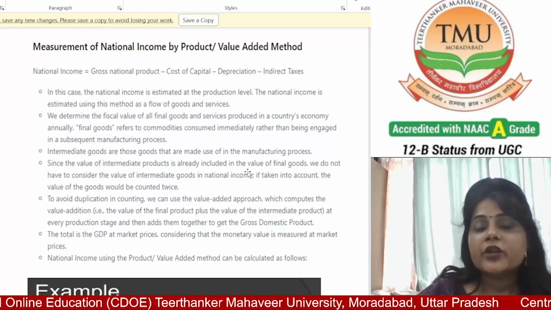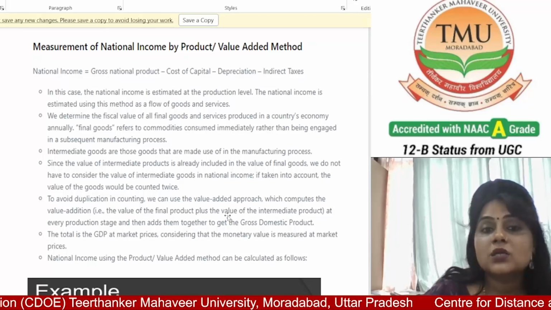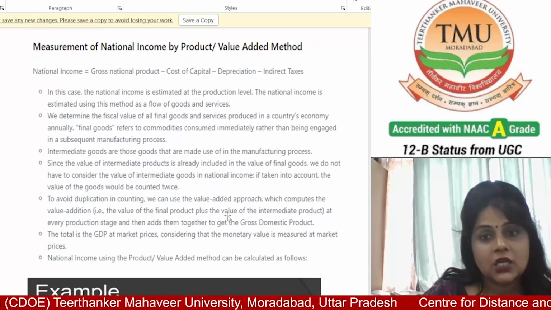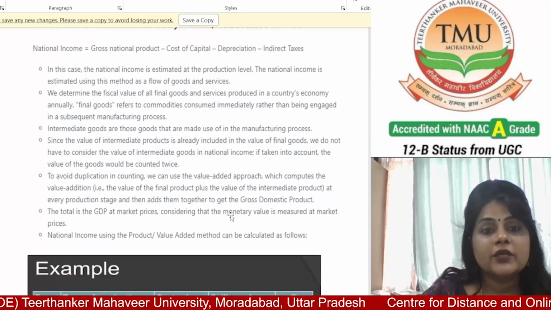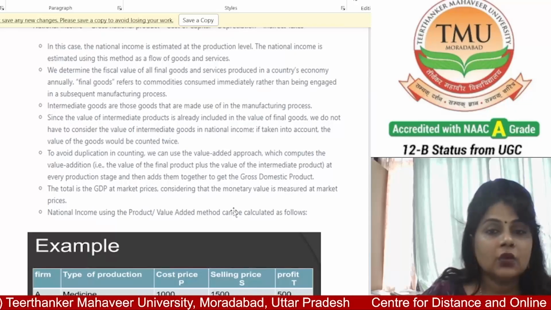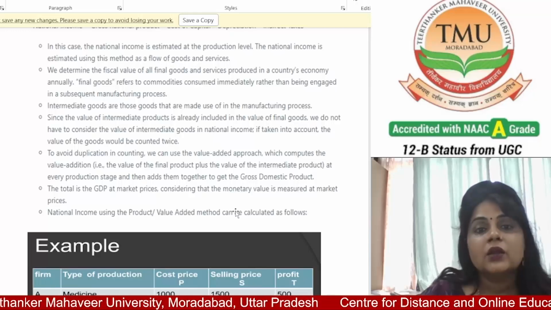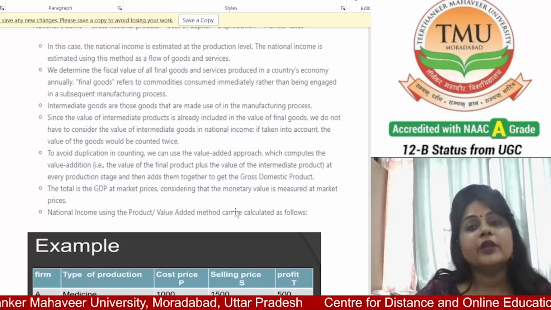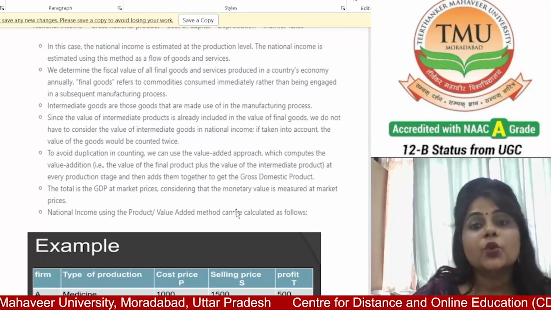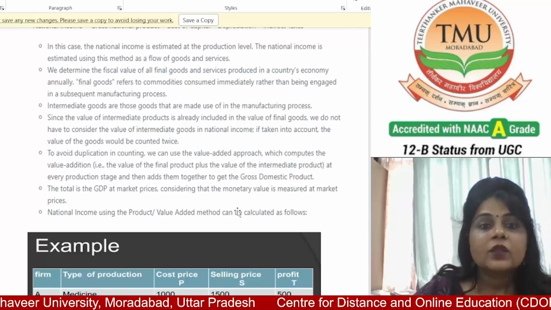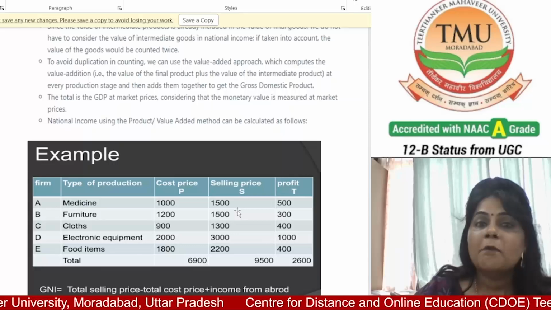Since the value of intermediate products is already included in the value of the final good, we do not have to consider the value of intermediate goods in national income. If taken into account, the value of goods would be counted twice. To avoid duplication in counting, we can use the value added approach, which computes the value of final product minus the value of intermediate product at each stage of production and then adds them together to get the gross domestic product. The total GDP at market price considers the monetary value measured at market price.